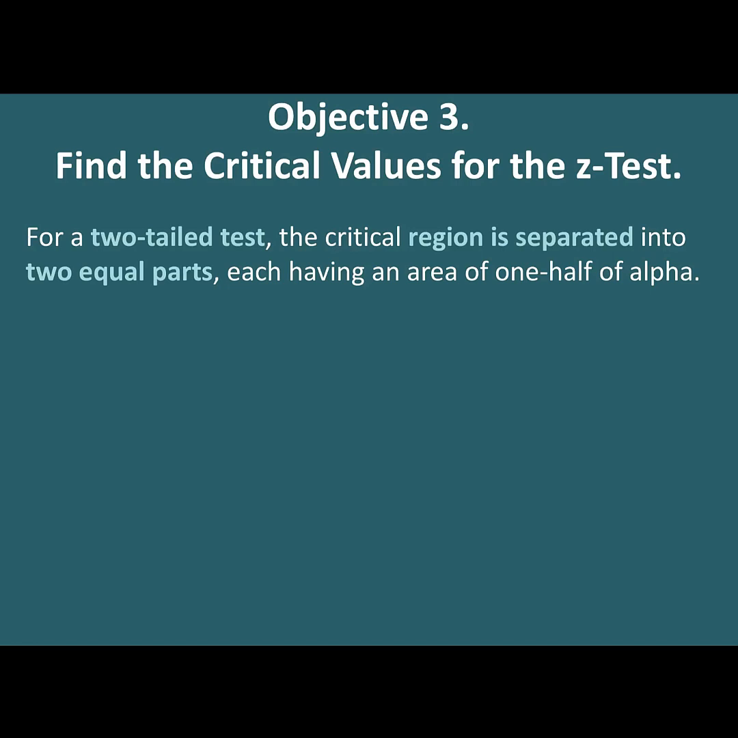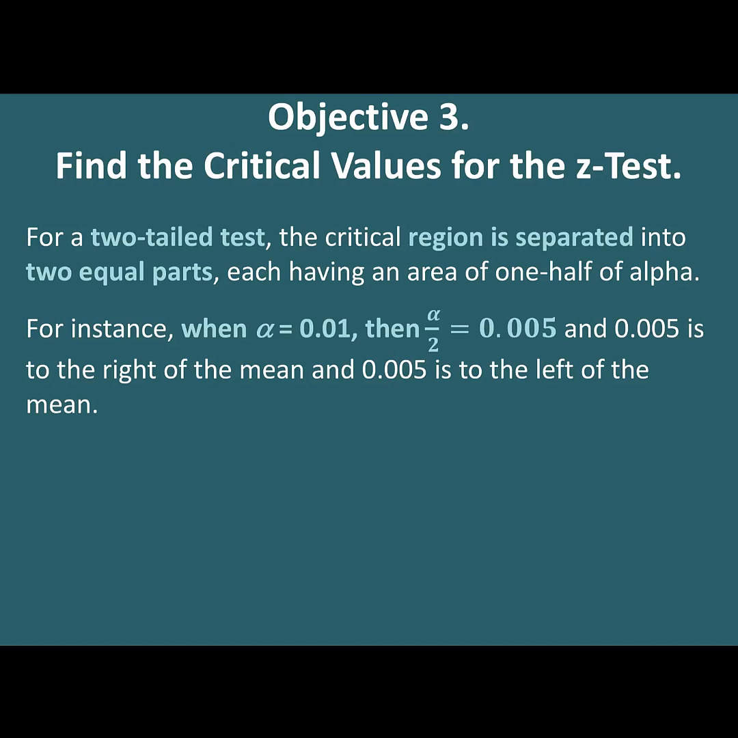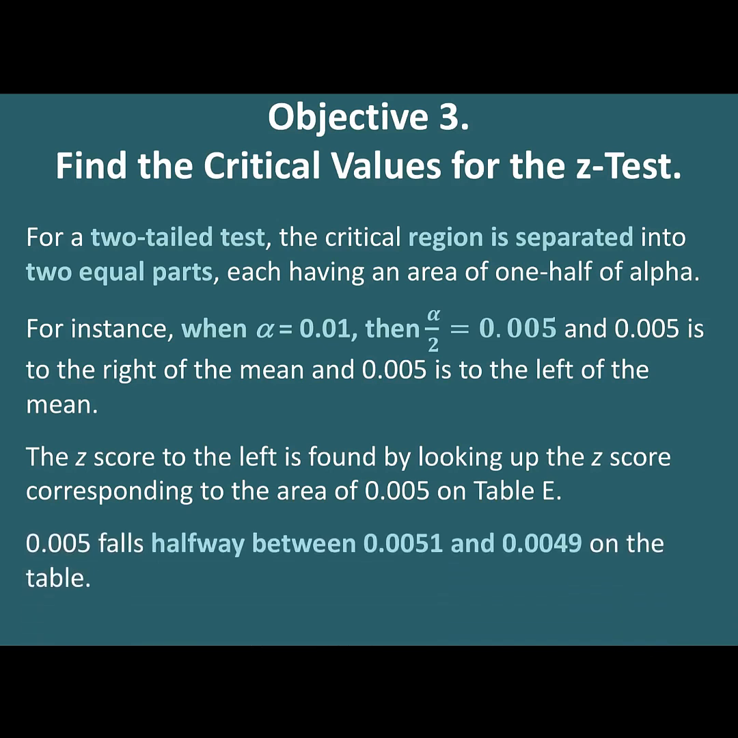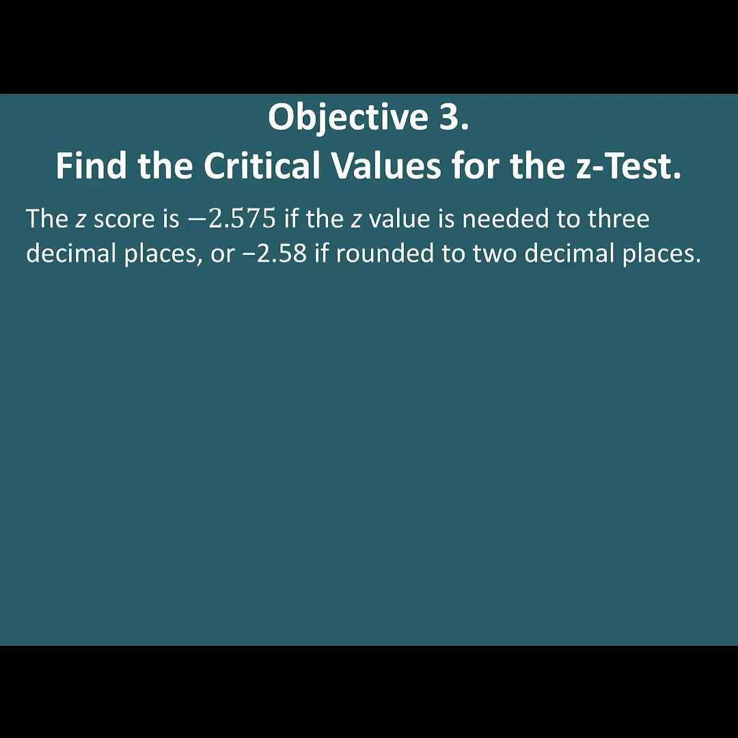For a two-tailed test, the critical region is separated into two equal parts, each having an area of 1/2 of alpha. For instance, when alpha is 0.01, then alpha over 2 is 0.005. And 0.005 is to the right of the mean, and 0.005 is to the left of the mean. The z-score to the left is found by looking up the z-score corresponding to the area of 0.005 on table E. 0.005 falls halfway between 0.0051 and 0.0049 on the table. The z-score in this case would be negative 2.575.